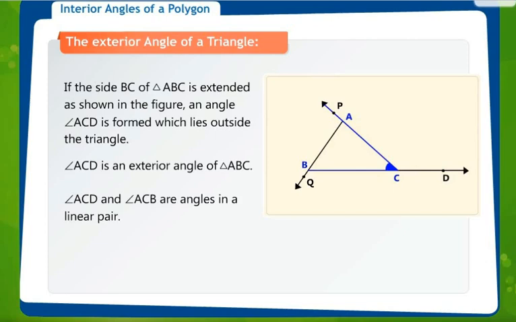ACD and ACB are angles in a linear pair. ACD and ACB, linear pair meaning 180 degrees. Okay, so ACD plus ACB will be 180 degrees. PAB and QBC are also exterior angles of triangle ABC.